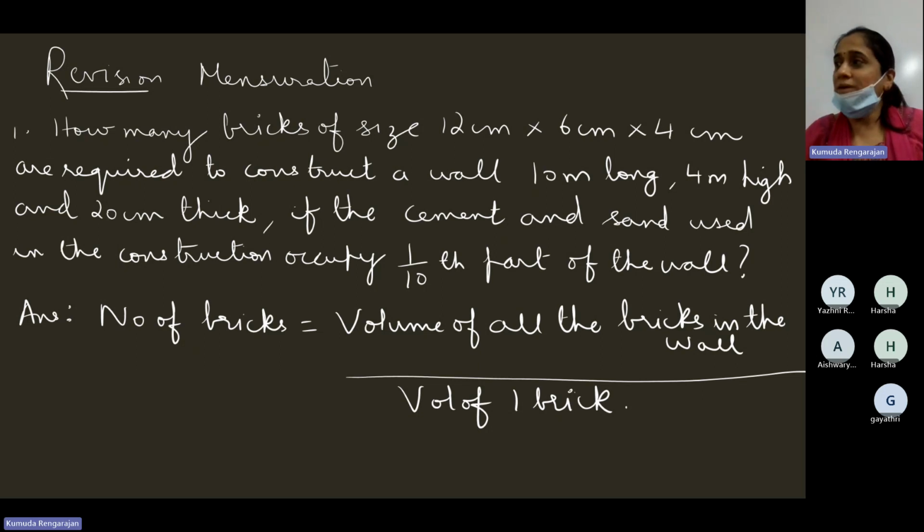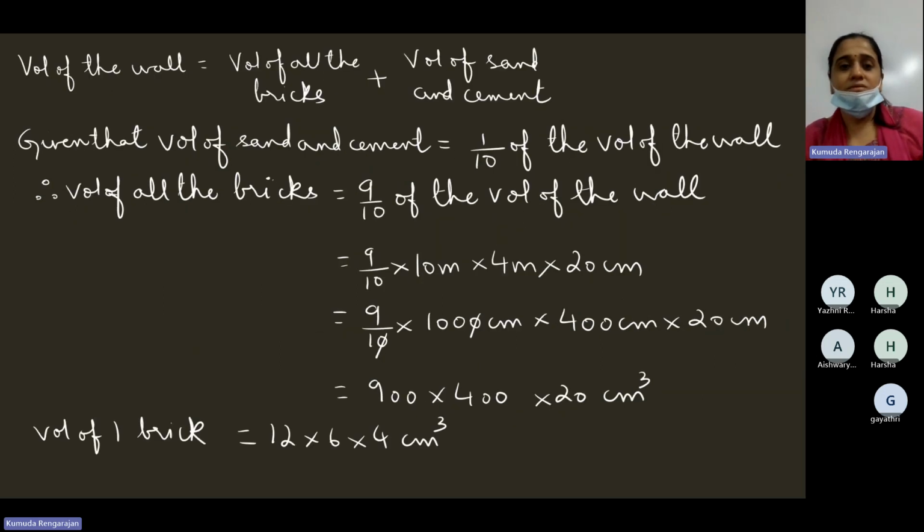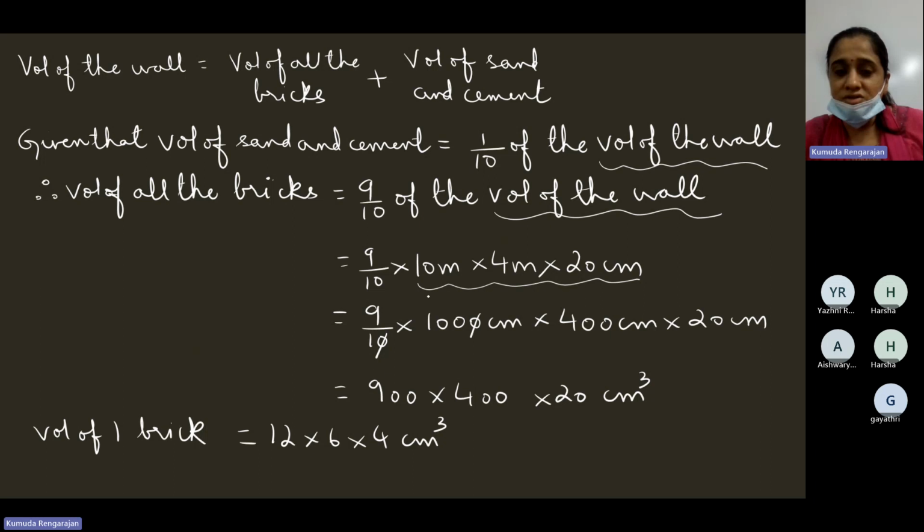So when you do L into B into H, when we find the volume of the wall, L into B into H, this is the volume of the wall, which means it is the volume of the bricks as well as the volume of the cement and sand. Because the dimensions of the wall are given: length, breadth, thickness of the wall. When you find the volume using the formula LBH, you get the volume of the wall.